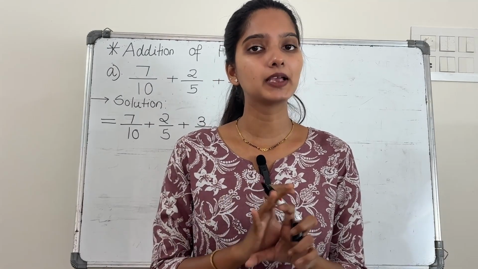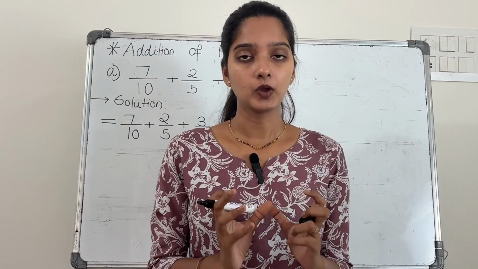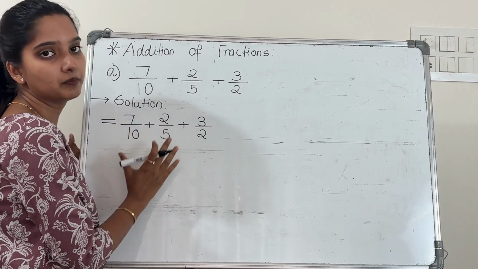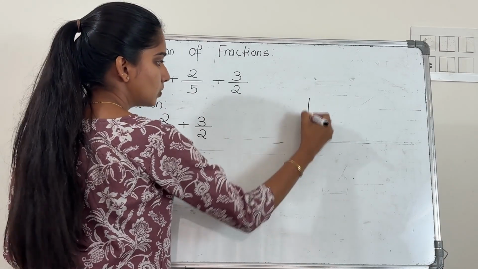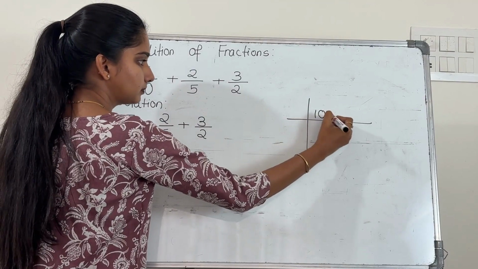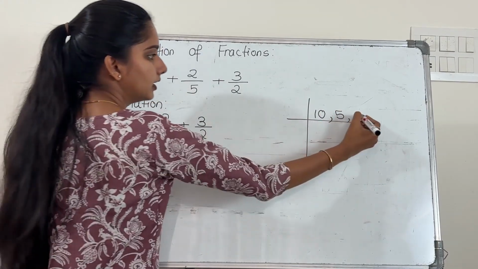Once our denominators become the same, we can directly combine them. So the very first step is we are going to perform LCM on the denominators. What is there in the denominators? It is 10, comma, 5, comma, and then 2.